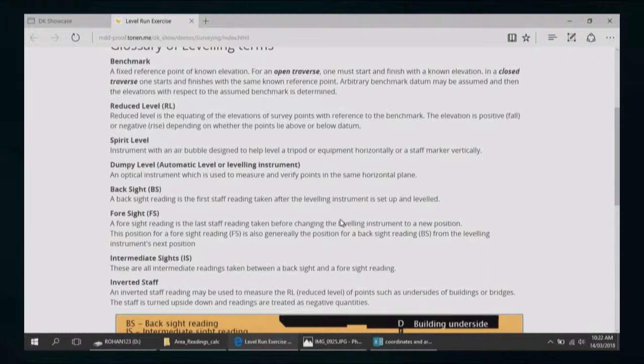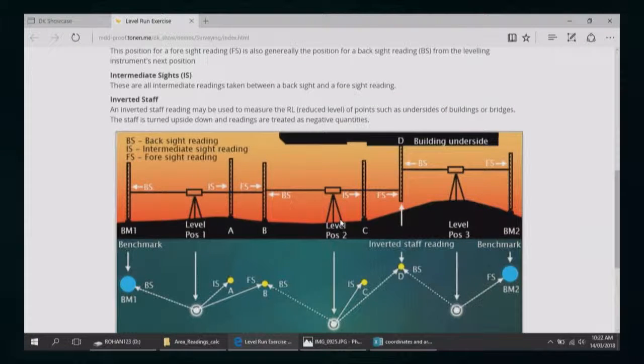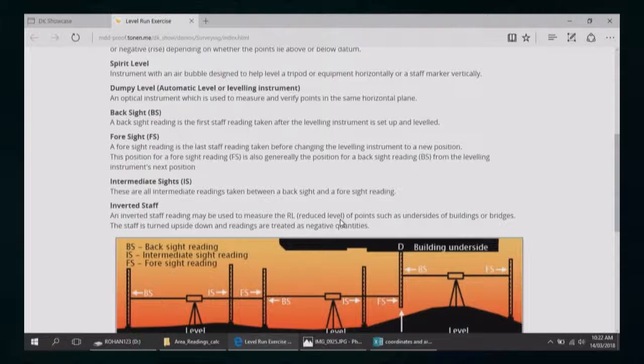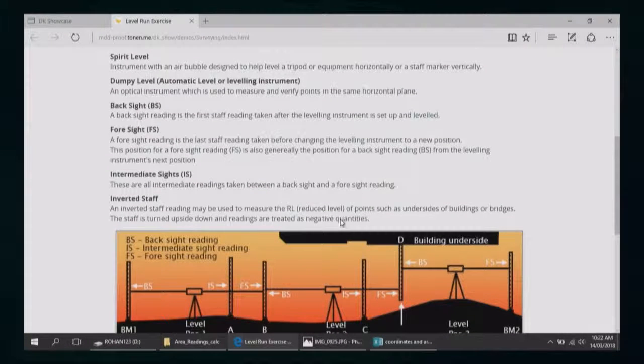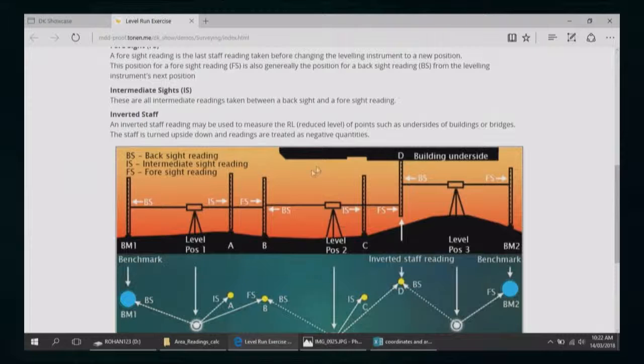So when I went through the process, I realized, oh, these are the terms that I really, really need to know. So the first page of my resource is actually a glossary of terms, just to make a student understand what are the terms that they need to be very, very familiar with. And then I illustrated them in a diagram to explain what a backsight is, what a foresight is.